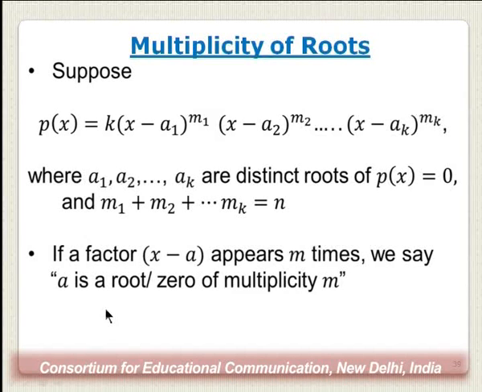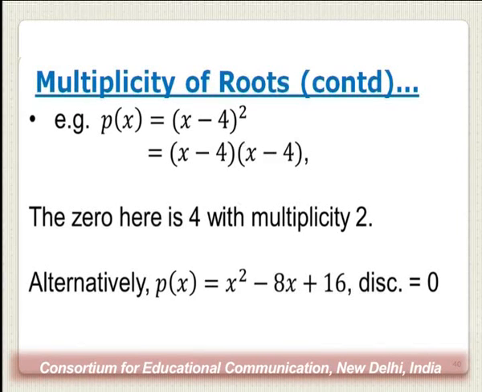Now, we say that if a factor x minus a appears m times, then the number a is a root or a 0 of multiplicity m. Let's take a look at a specific example to understand this.